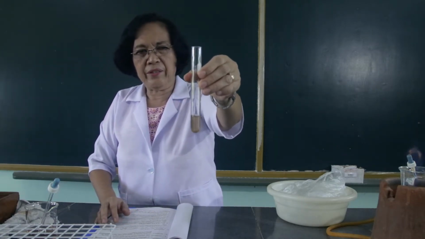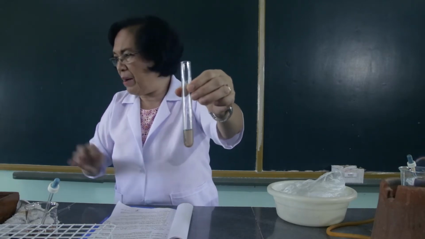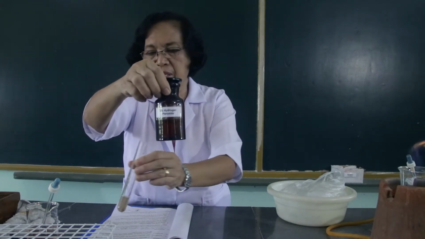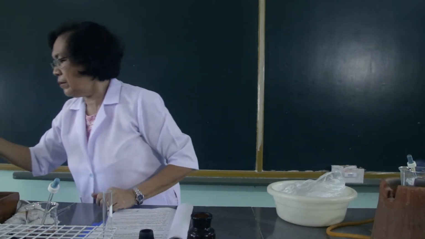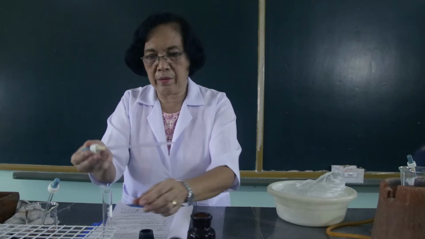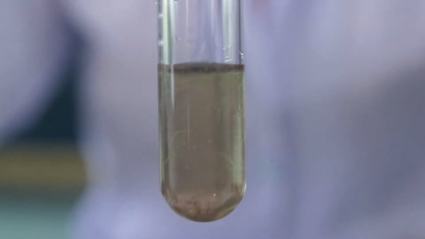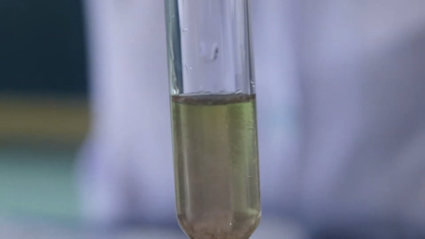And we're going to add to this the hydrogen peroxide. And I want you to observe what happens. This is the hydrogen peroxide solution. Observe what happens to the color.